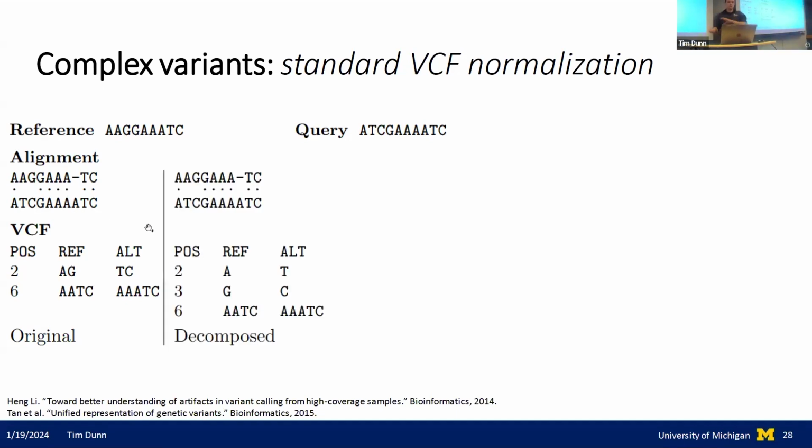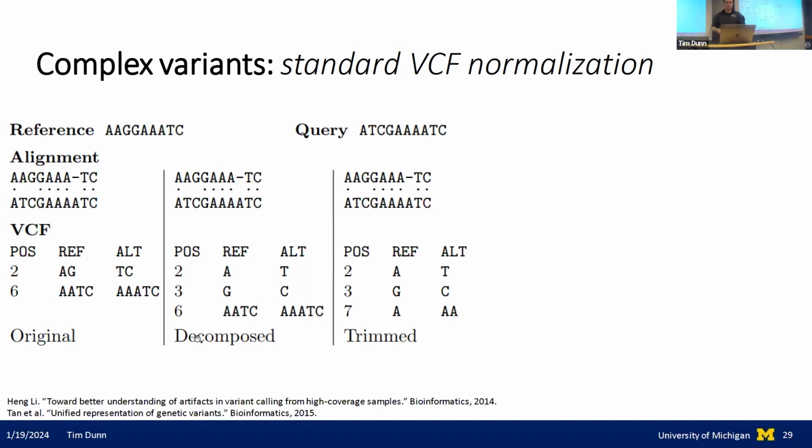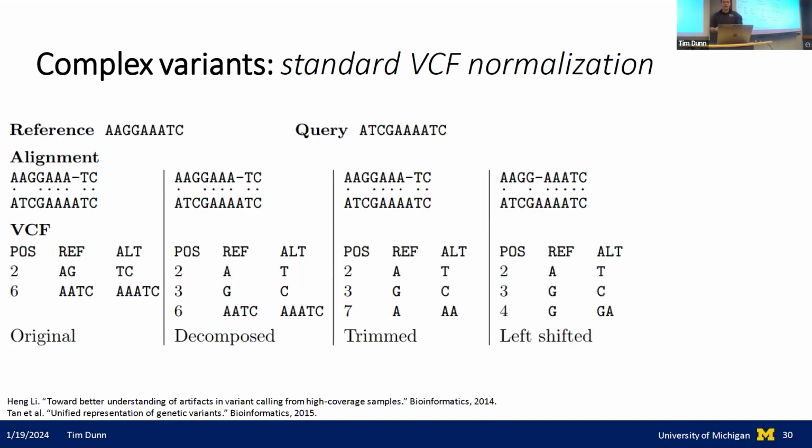Now, the standard process would be to first decompose any substitutions. So over here, this AG to TC becomes two separate substitutions. And the next step is for your insertions and deletions to be trimmed. Because over here, the bases T and C match exactly, so we can trim that off the end and we can trim the A off the beginning to simplify it to only include the difference plus just one preceding base. And the last step that's typically done is left shifting. So here we have a single A being added, and you can actually add that A anywhere along that sequence of A's.